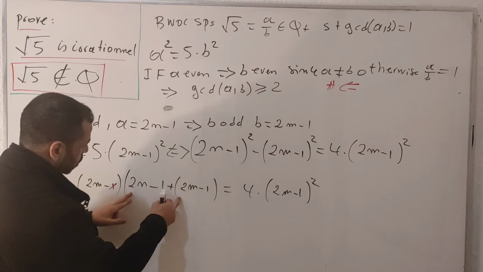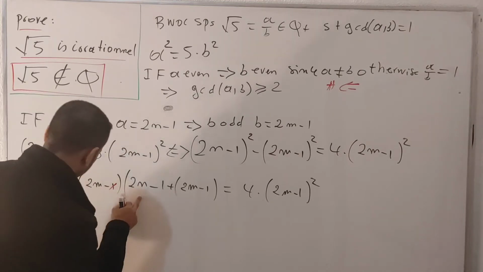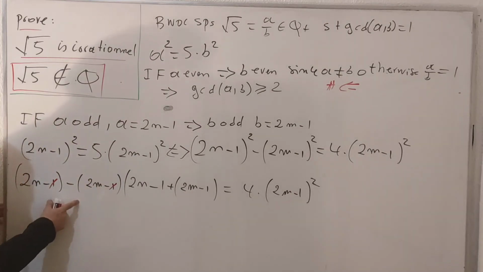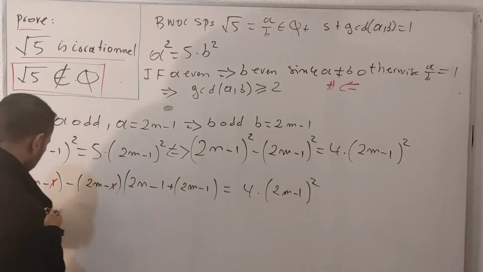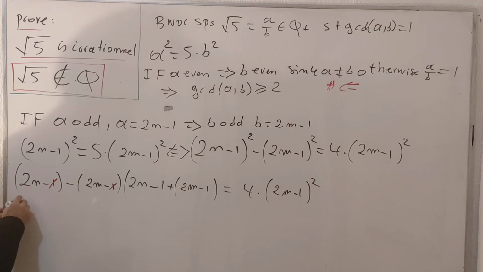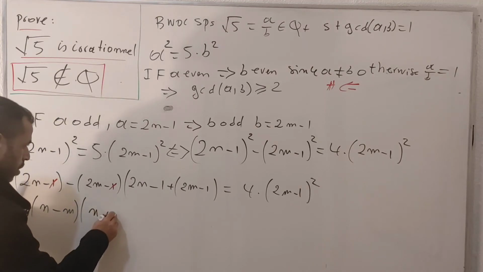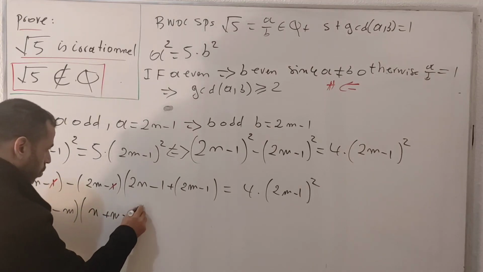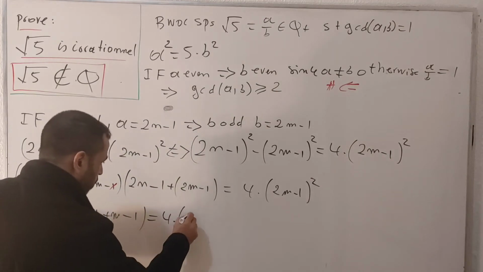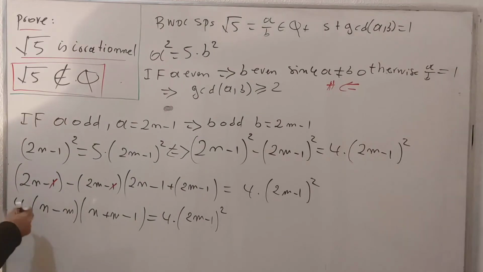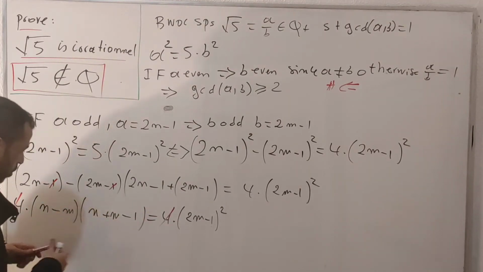I'm going also to take 2 out of these terms. I will get 2 multiplied by 2, which is 4. I extracted 2 out of here, and 2 out of here. I will get 2 multiplied by 2, which is 4. 4 multiplied by (n minus m) times (n plus m minus 1), equals 4 times (2m minus 1) squared. The 4 will be cancelled out from the left and the right. I will end up with this expression.